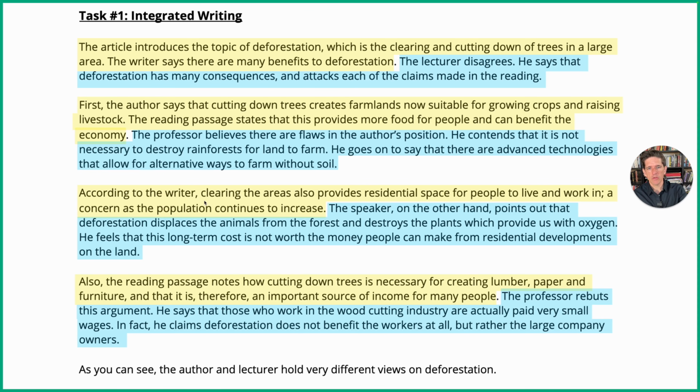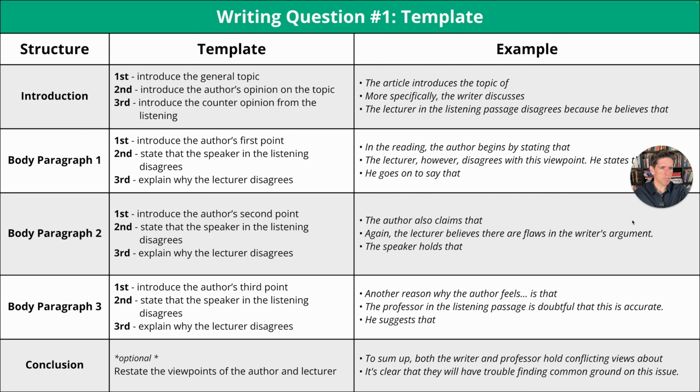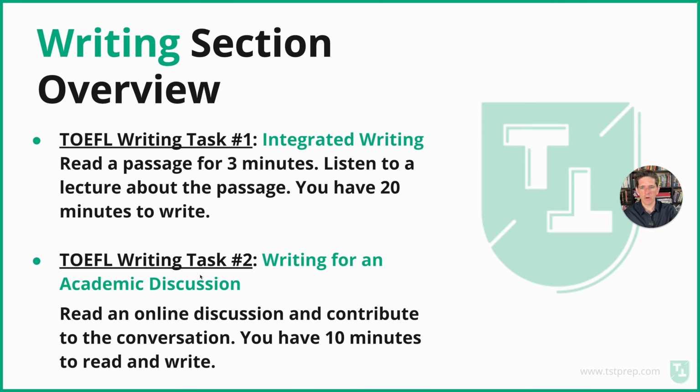In general, you should have a lot more information from the listening than from the reading. I think in this example, I actually have a little bit too much from the reading. I would say about 1 sentence for the reading and 2 sentences at least from the listening per body paragraph. Conclusion is optional. Don't worry if you don't have time to do it. This is the whole layout, what it looks like. Feel free to pause this and take a screenshot of this. Shows you the template structure and what to say exactly. All right, moving on. Question 2.